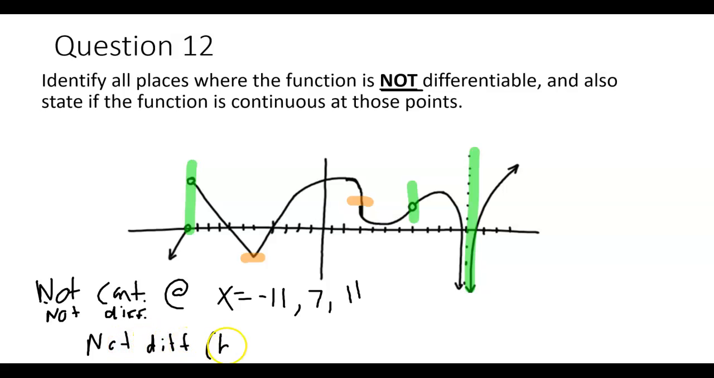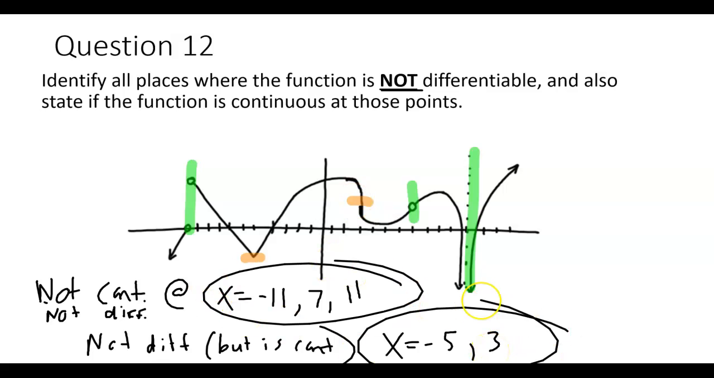but it is continuous, because there's no holes, gaps, or jumps there. But it's not differentiable at the cusp, which is x equals -5, I think. And it's also not continuous here at 3. And so there are 5 points altogether where this function is not differentiable.